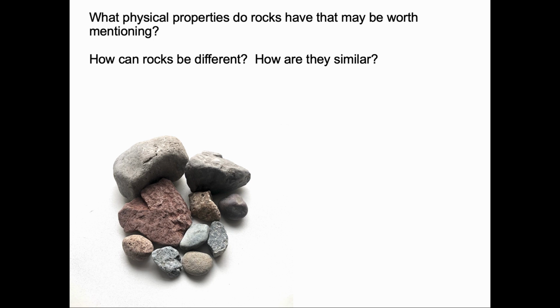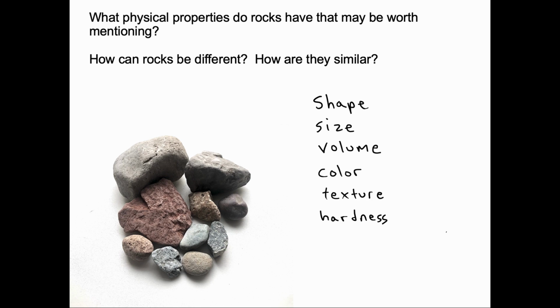One thing you might notice is their shapes, their sizes. Here's a science word, their volumes. Rocks could differ in color, texture, and hardness, and also in mineral composition. They could have different masses and different densities, and the list goes on and on.